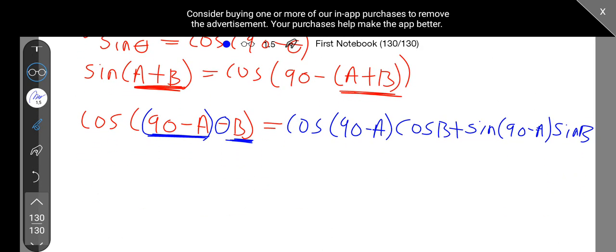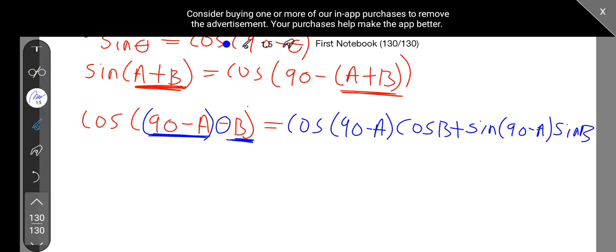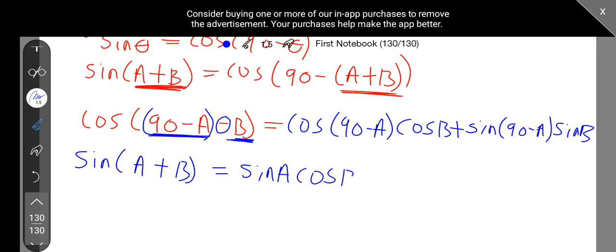So remember, we've said that the left side, this here, is equal to sin(A + B). So where we see that, we can easily plug in sin(A + B). And then it's equal to, what is cos(90 − A)? That is sin A. And then cos B. Then the sign here is plus. So what is sin(90 − A)? That is cos A. That is the identity, the cofunction. And then we've got sin B. So check, here is the formula.